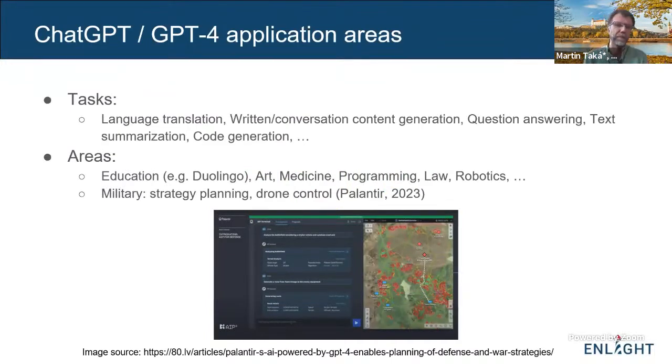So this program can be used for language translation, any conversation or written content generation, question answering, live dialogue, text summarization, even code generation for programming languages. And it's being used in areas like education. For example, Duolingo is now powered by GPT-4, but there are other areas, medicine, programming, as I said, law, robotics, and also defense or military areas. The company called Palantir already has an application of GPT-4 for planning military strategies.